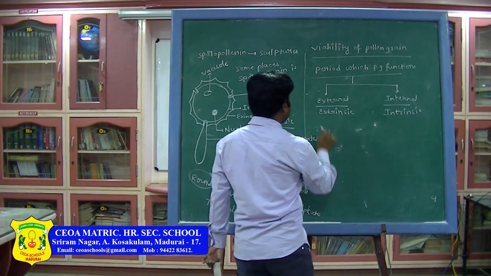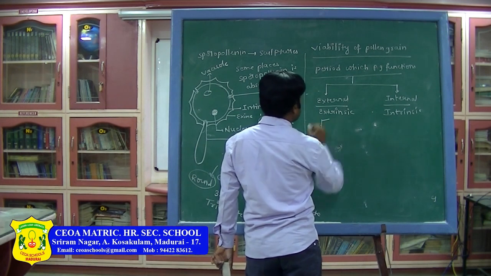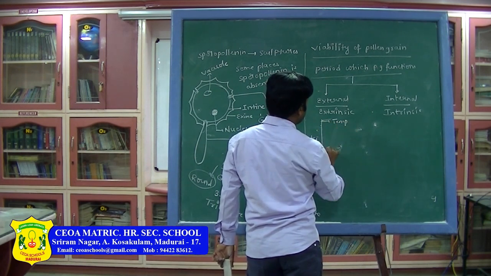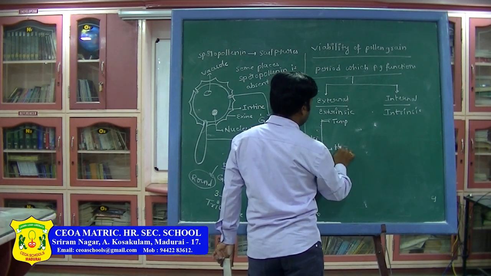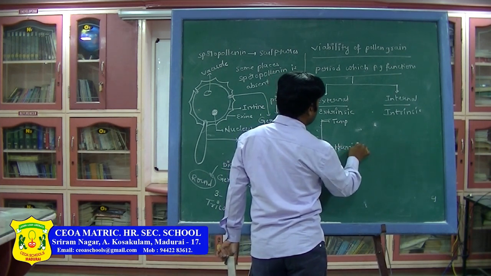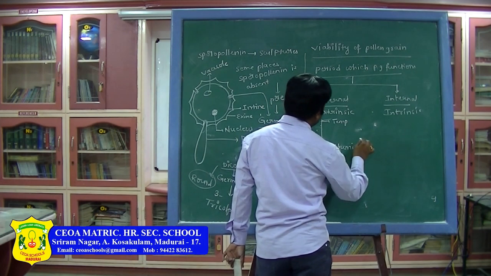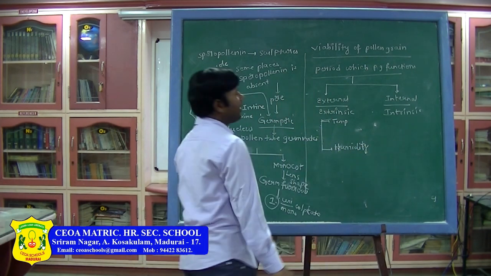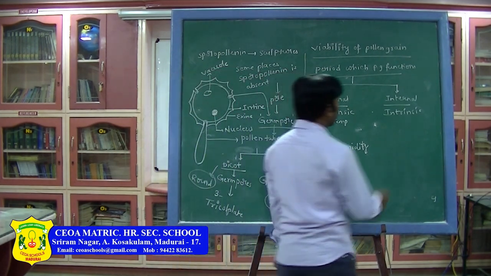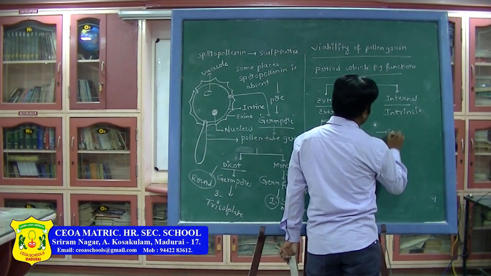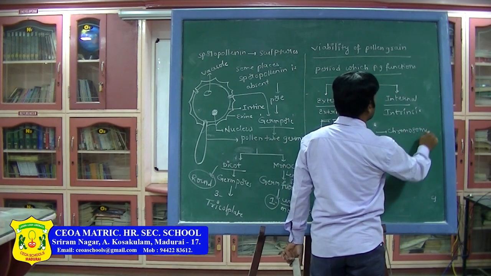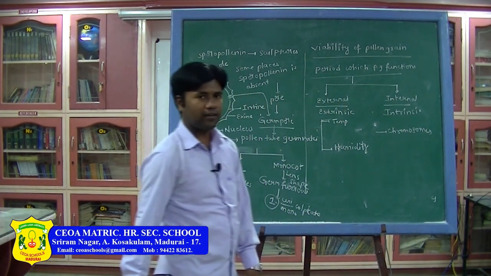Okay. When you take the external factors, what are those? One is temperature, another one is humidity. These 2 play an important role in the viability of the pollen grain. Next, intrinsic factors. What are the intrinsic factors? Chromosomes, genes. Okay, internal factors.